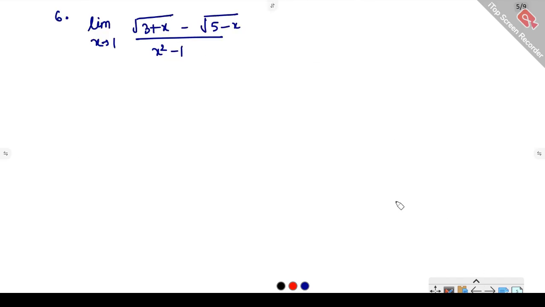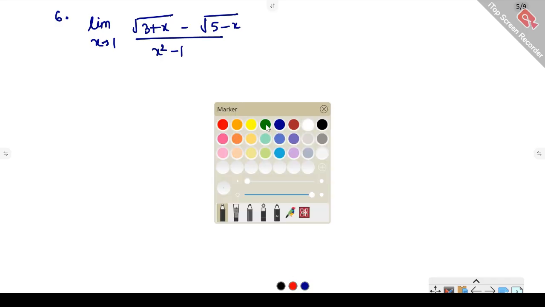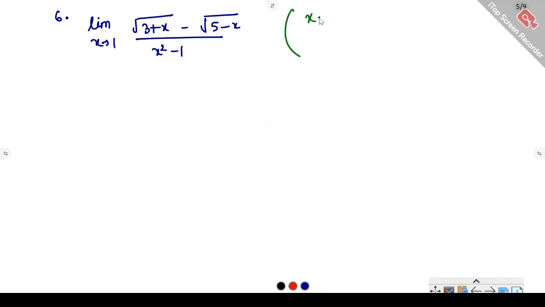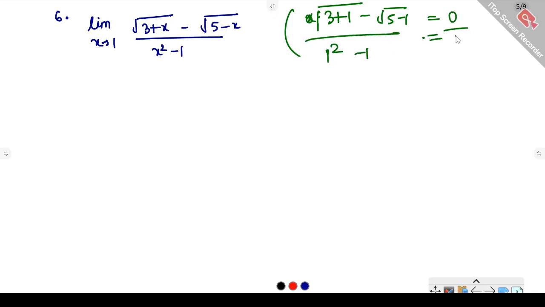Now we have the next problem, problem 6. If we put x equals 1 in the numerator, we get 3 plus 1 minus square root of 5 minus 1. So this is 4 minus 4, which is also 0, and in the denominator 1 square minus 1 is also 0. So this is 0 by 0 form. So again we use the rationalization method, limit x tends to 1.